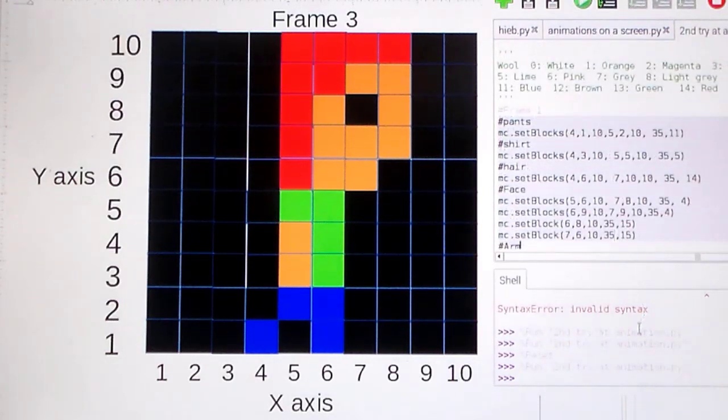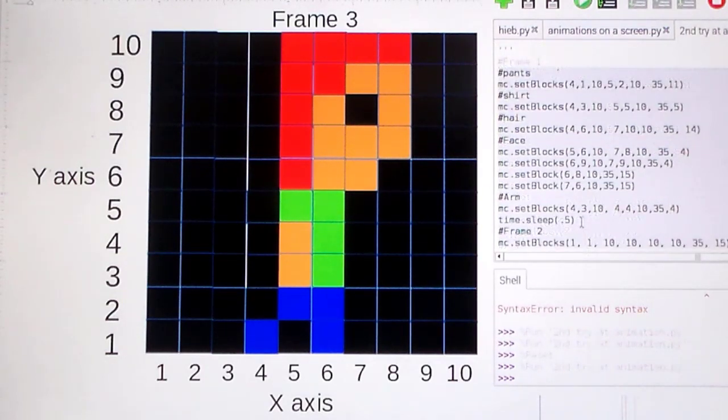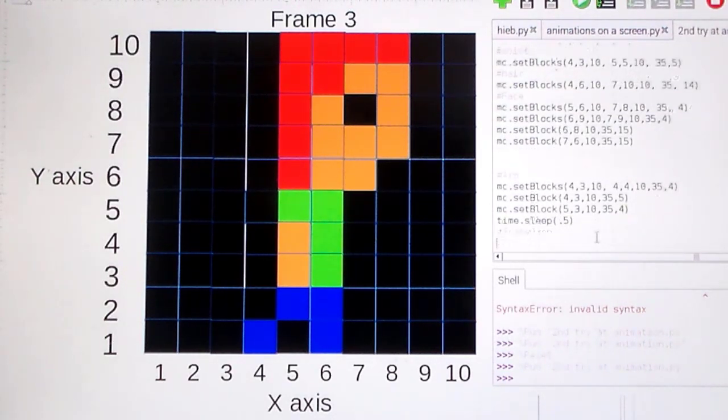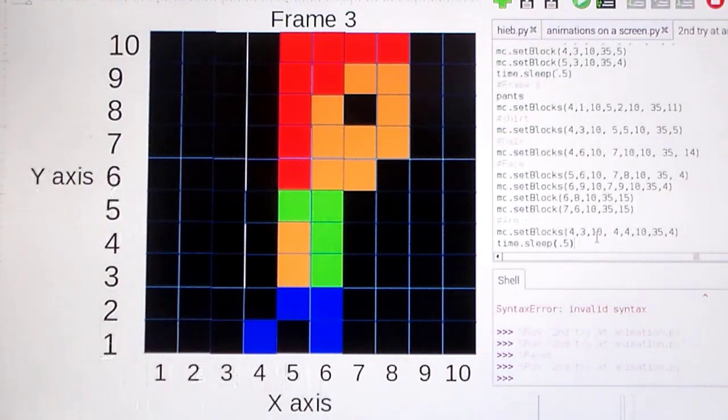So what we're going to do is copy our frame 1. Here we go. Now we're copying and move it down here. That's frame 3.